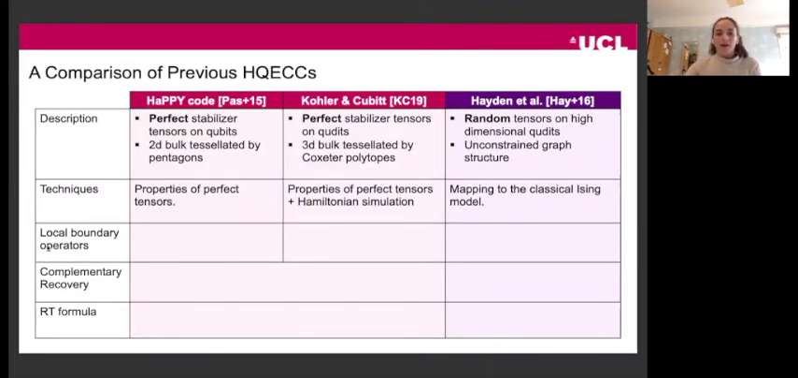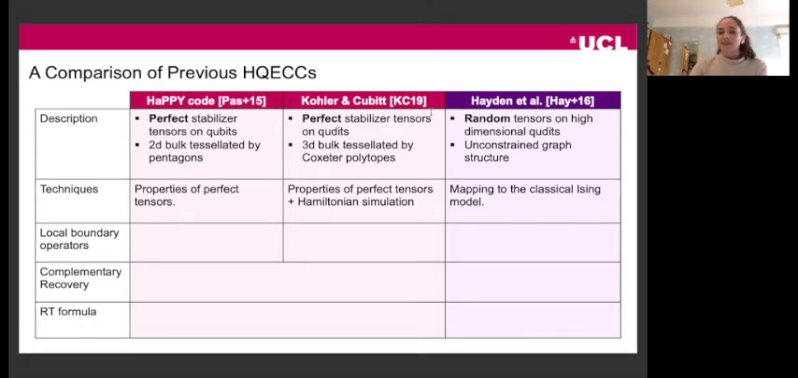So now, after that background, we're in a position to motivate this work by looking at 3 previous toy models that our work is going to build upon. So firstly, the happy code, which Tamara introduced. This uses perfect stabilizer tensors on qubits and places them in pentagons that tessellate a 2D hyperbolic bulk. And the main technique used in this paper is just the properties of the perfect tensors themselves, the fact that they're isometries.